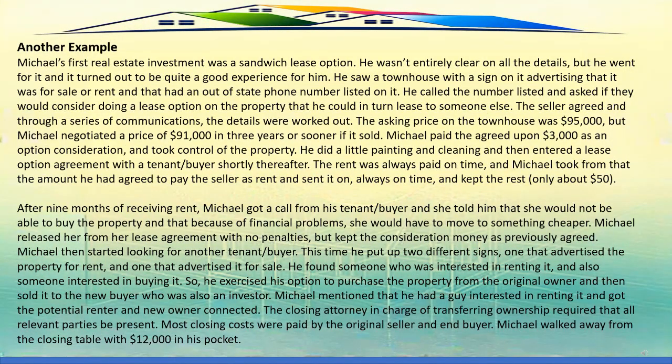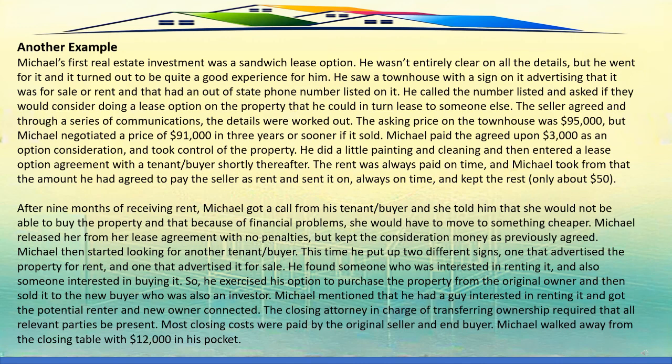Another example. Michael's first real estate investment was a sandwich lease option. He wasn't entirely clear on all the details, but he went for it and it turned out to be quite a good experience for him. He saw a townhouse with a sign on it advertising that it was for sale or rent and that had an out-of-state phone number listed on it. He called the number listed and asked if they would consider doing a lease option on the property that he could in turn lease to someone else. The seller agreed, and through a series of communications, the details were worked out.